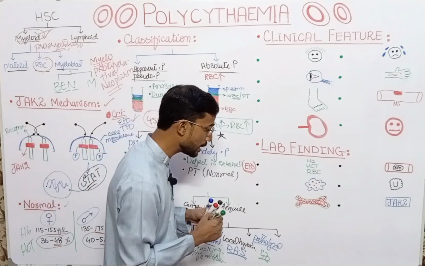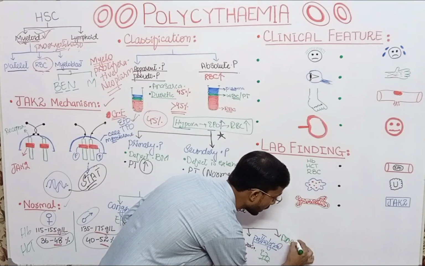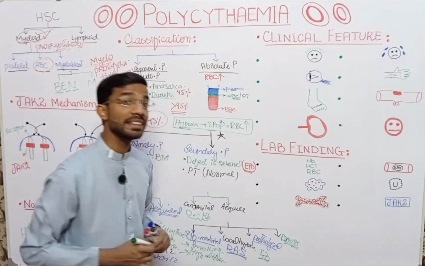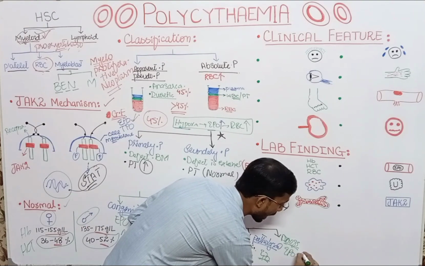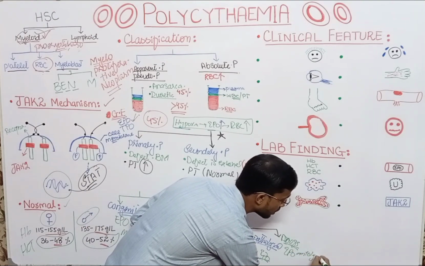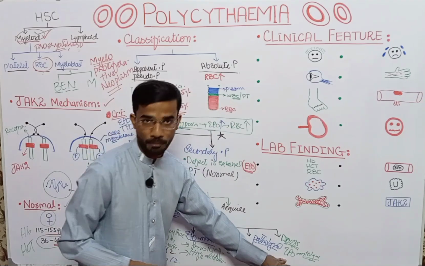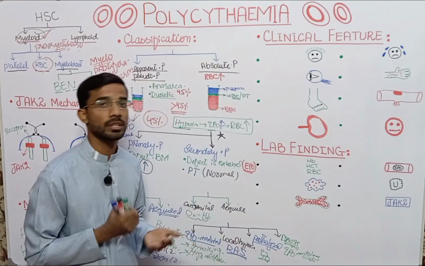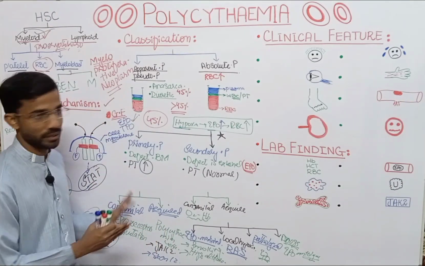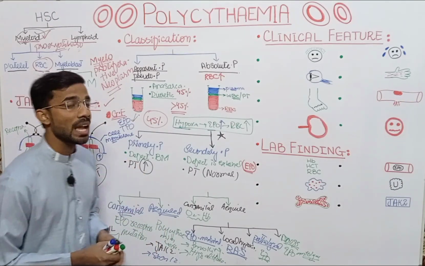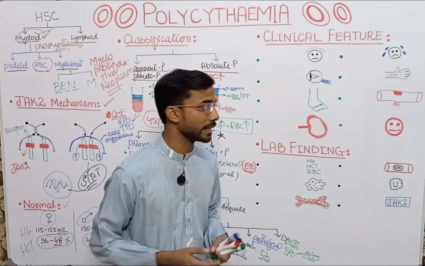And the last one is drug-induced polycythemia. In the drug category, if we take an EPO analog, which mimics EPO, such types of medicines or drugs will also cause polycythemia. So these are basically the different conditions, primary and secondary. Next we will discuss the clinical features, what features we see in polycythemia.